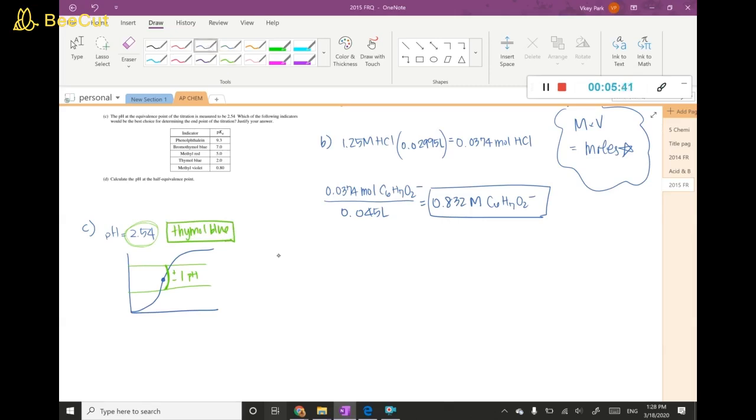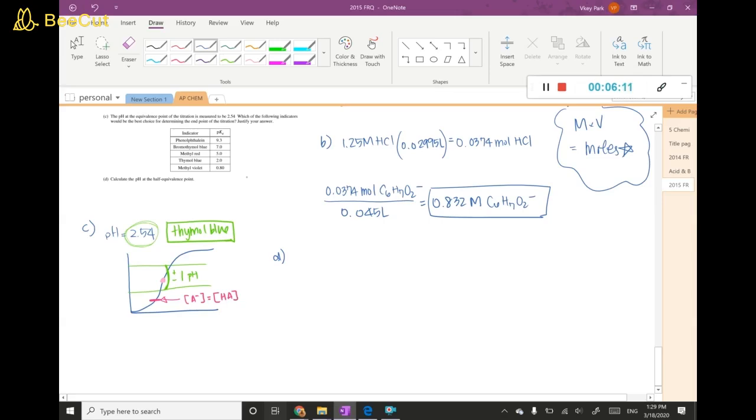Okay, all right, let's look at the last question. Calculate pH at the half equivalence point. Half equivalence point is basically if that point is my equivalence point, right? Okay, I am looking at half of that. So the half of that is right here. And half of that basically says that the moles of conjugate base has to equal the moles of its acid.